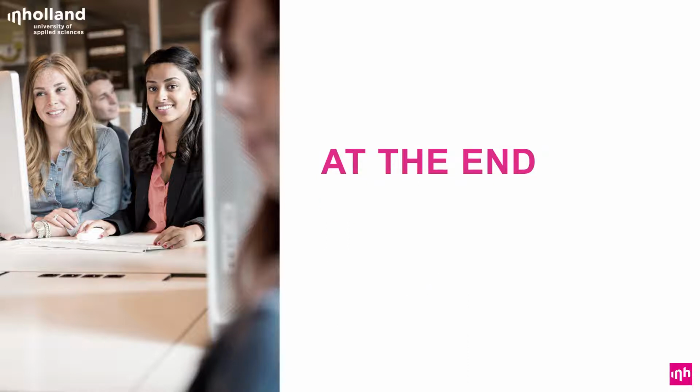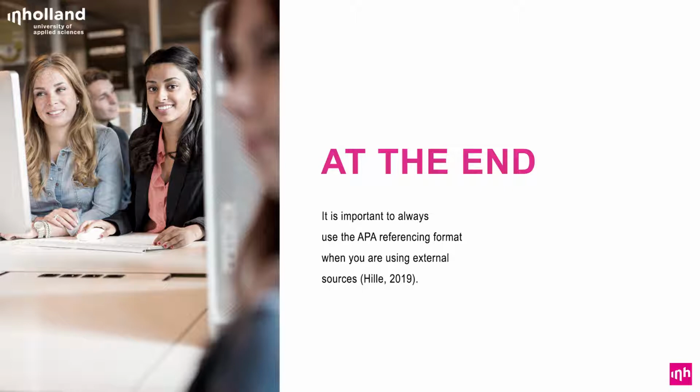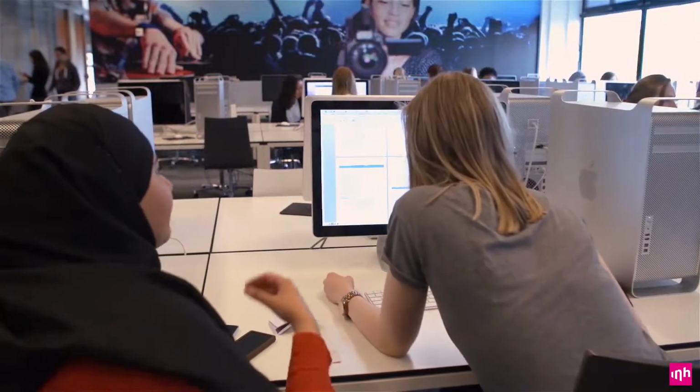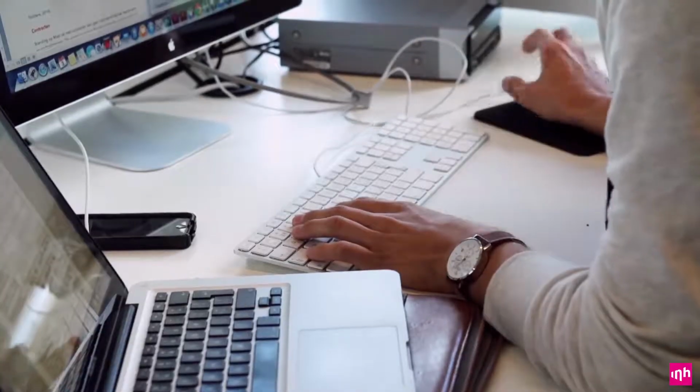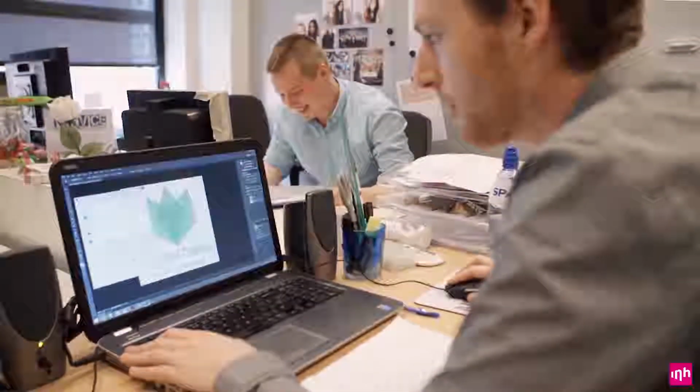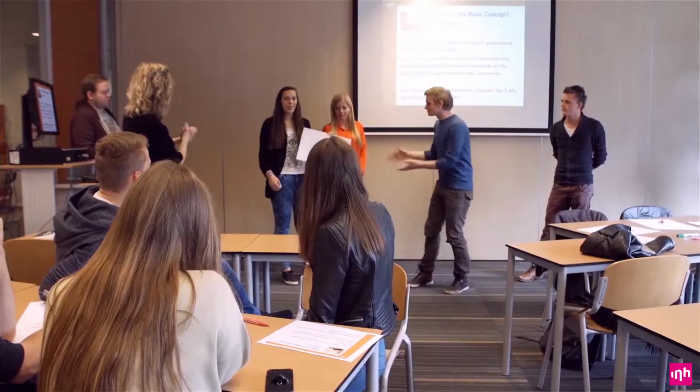At the end of a paragraph. It is important to always use the APA referencing format when you are using external sources. Hille, 2019, between parentheses, full stop. It is mainly up to you, as the author, where to cite the source in the text. It must be clear to your reader which part of your text comes from an external source. When you are quoting something, the reference should follow immediately after the quote.